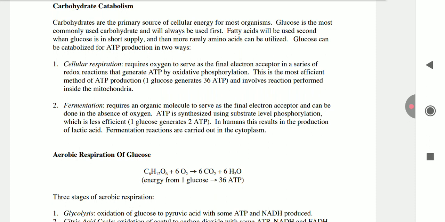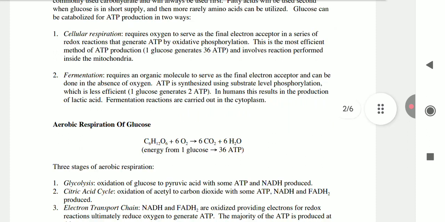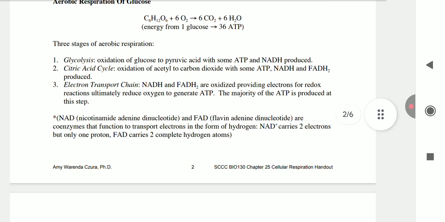Aerobic respiration of glucose. C6H12O6 plus 6O2 gives 6CO2 plus 6H2O. Energy from one glucose is equal to 36 ATP. Three stages of aerobic respiration. First is glycolysis: oxidation of glucose to pyruvic acid with some ATP and NADH produced.